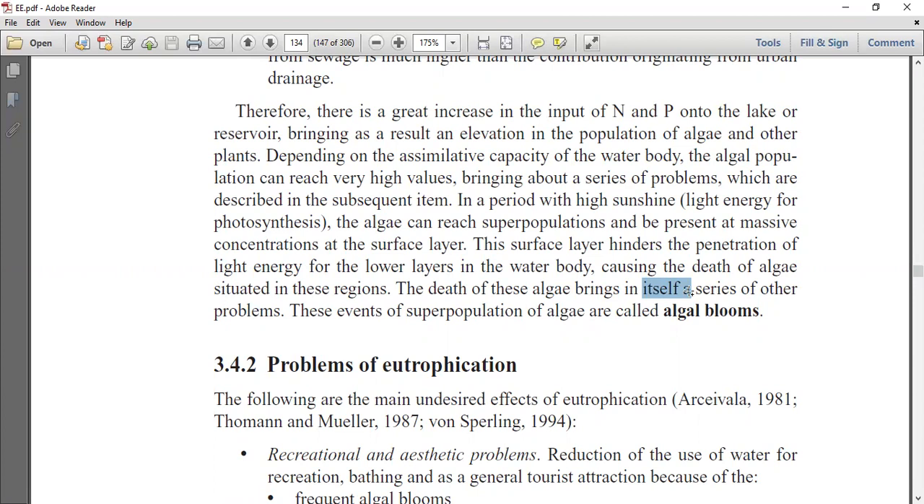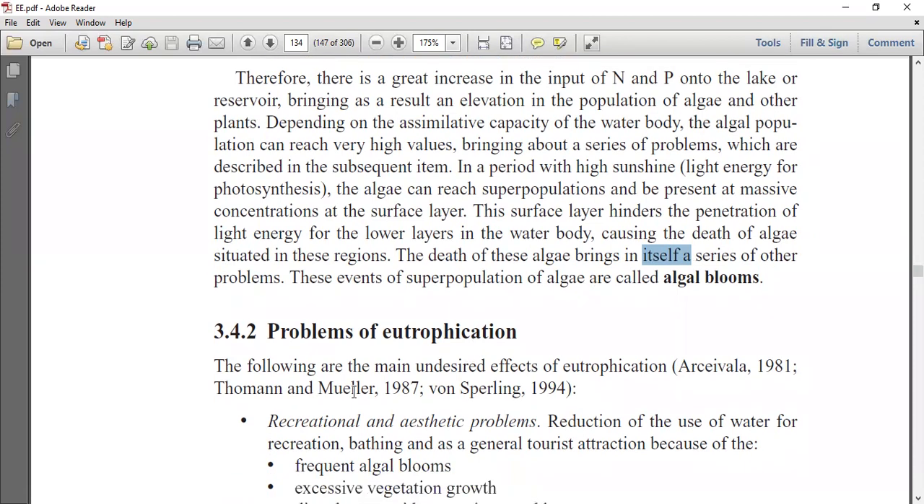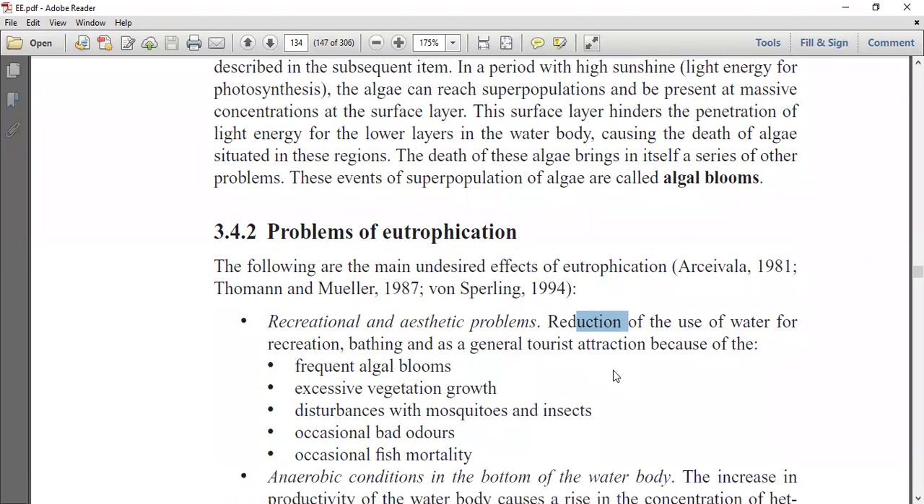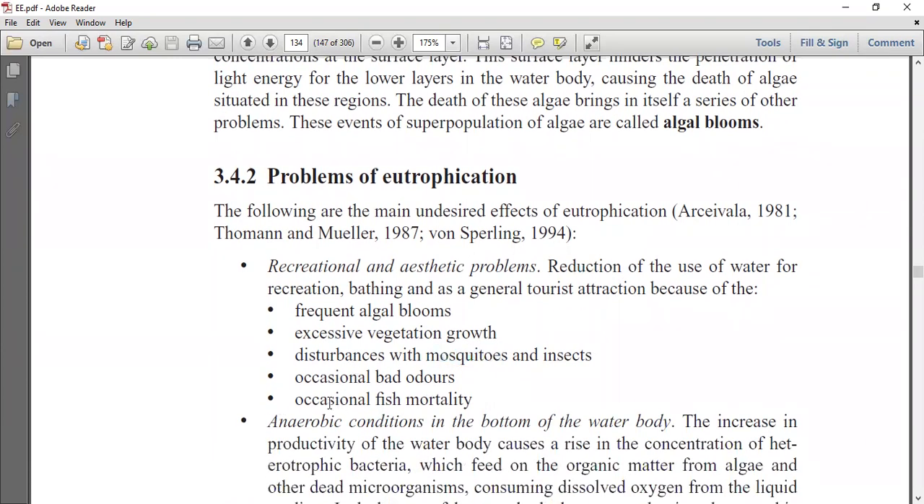The next topic is the problems of eutrophication. There are different kinds of problems which occur due to eutrophication in the lake or the reservoir. The following are the main undesired effects of eutrophication. The first is a recreation and aesthetic problem. The reduction of the use of water for recreation, parks, and as a general tourist attraction because of frequent algae blooms, excessive vegetation growth, disturbance with mosquitoes and insects, occasional bad odors, occasional fish mortality, and anaerobic conditions in the bottom of the water body.